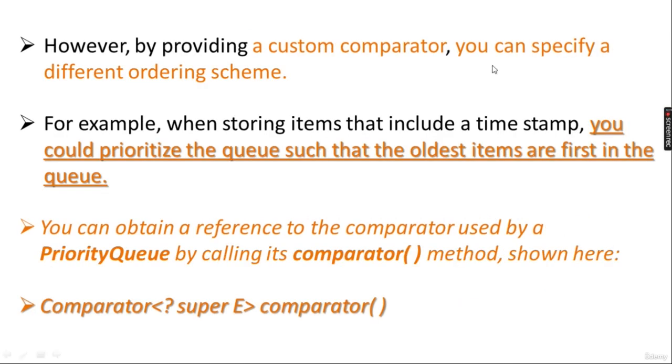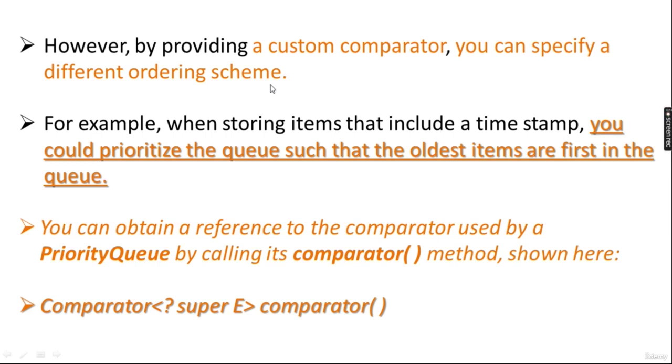Okay. However, by providing a custom comparator, you can specify a different ordering scheme as you want. When sorting items that include a timestamp, you can prioritize the queue such that oldest items are first in the queue. Okay. So whoever is oldest will have the greatest priority. That is the first priority. Then after that old one, whoever is coming will have the second priority, and so on.